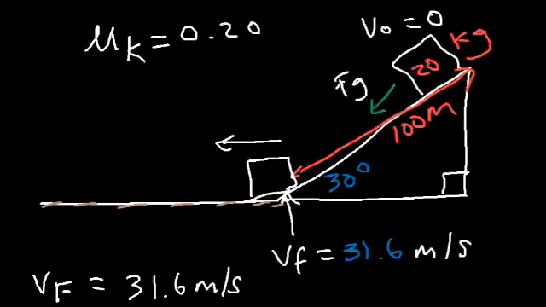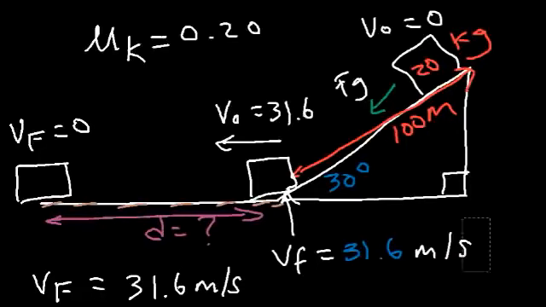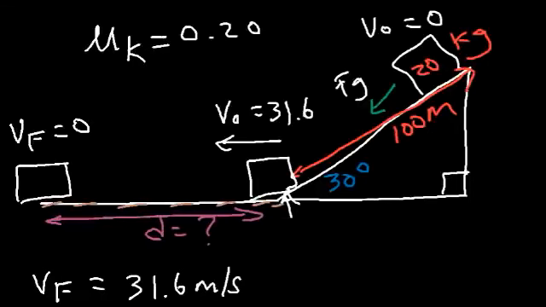How far will the block travel until it comes to rest? So if it comes to rest, we know the final speed is 0, but the new initial speed is 31.6. So what can we do to find the stopping distance?